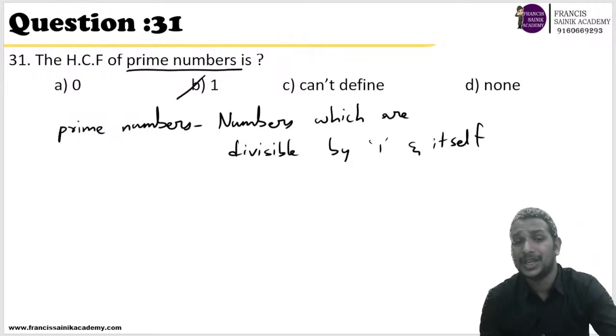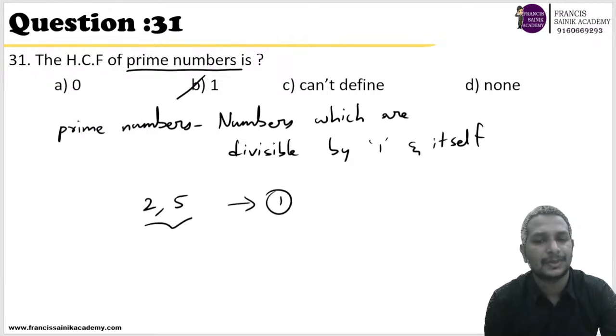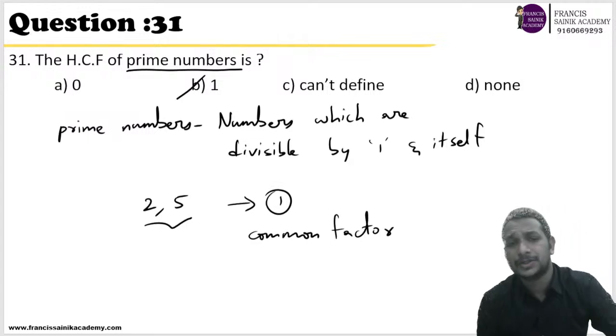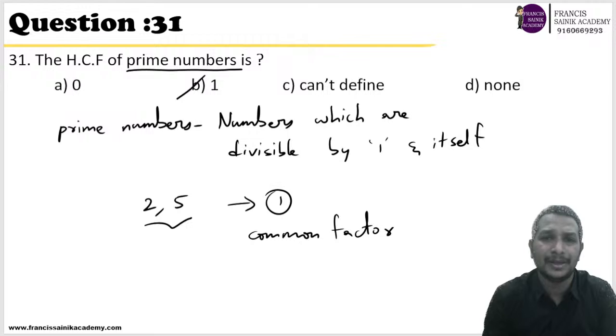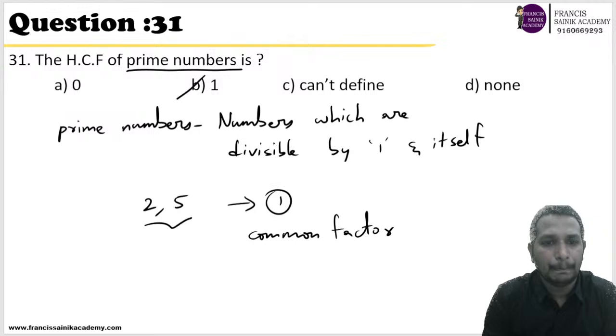Remember that. Okay. If I take any two prime numbers, let's suppose 2 and 5, the common factor is only 1, right? This is the highest common factor also. Whenever you take any two prime numbers, the highest common factor will be 1. The answer for this question is option B.